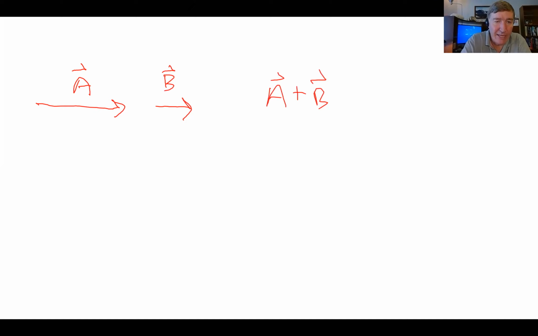So if I want to take the A vector plus the B vector, what I do is I take the A vector and I bring it down here. So I just draw the A vector, and wherever the A vector ends, that's where I start drawing my B vector.